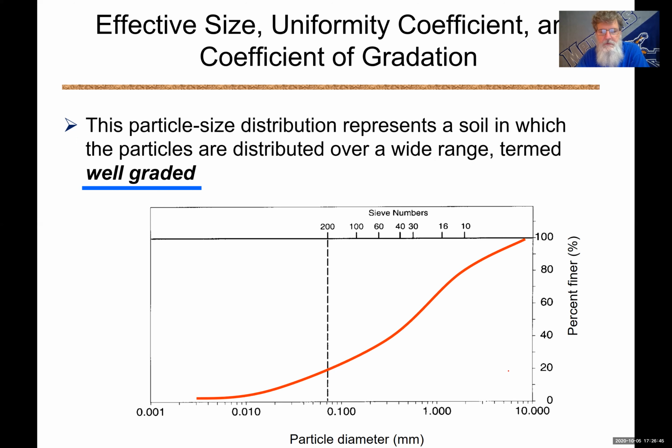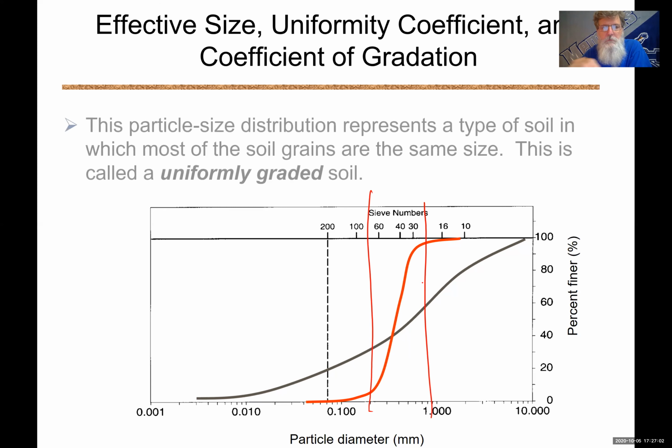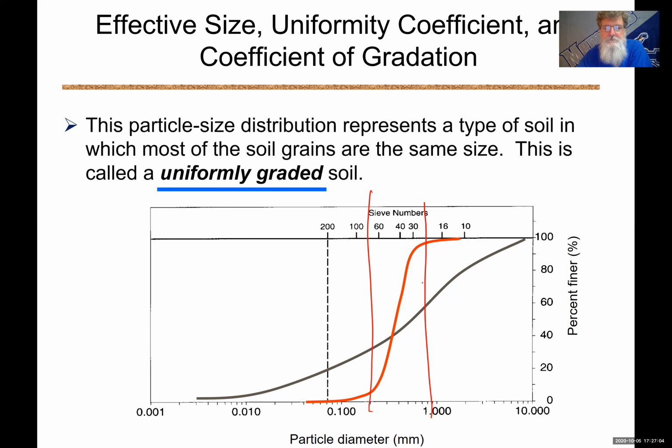Now keep that in your mind, and let's look at one that looks like this. What's the difference here? Well, the bulk of the curve is very vertical. So what it's showing you is that most of the particles exist in this band. The narrower that is, the more uniform it is. So this is what we refer to as a more uniformly graded material.